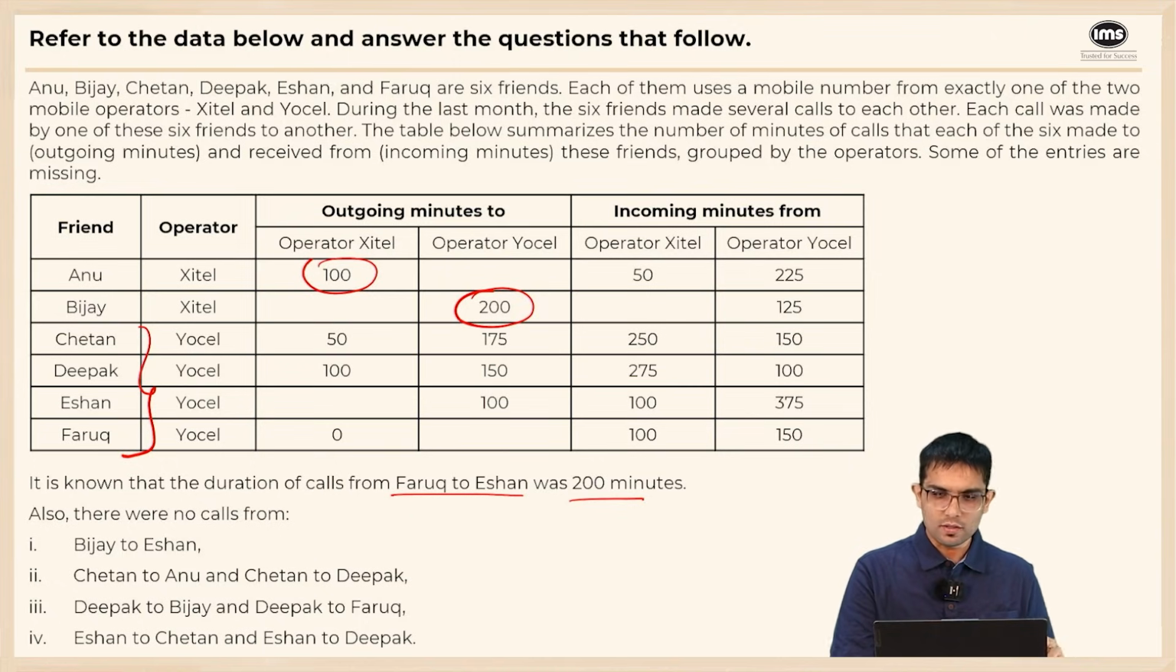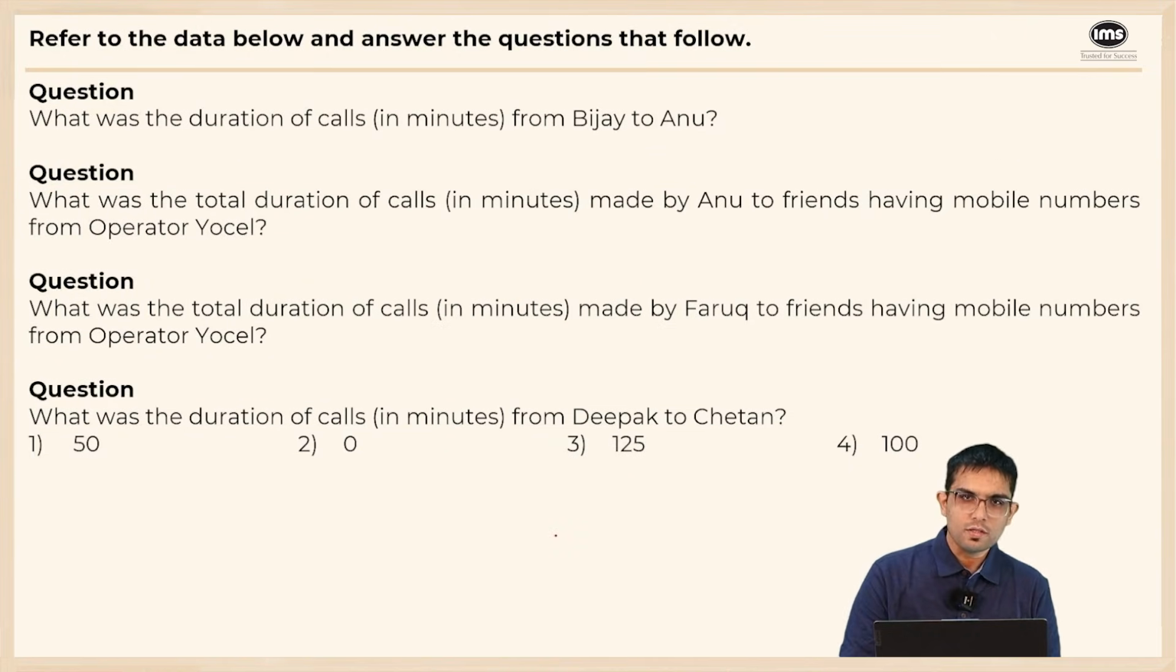Let's look at the questions. So there are 4 questions. First is, what was the duration of calls in minutes from B to A? What was the total duration of calls in minutes made by A to friends having mobile numbers of Y? What is the total number of calls in minutes made by F to friends having mobile numbers of Y? And what is the duration of calls in minutes from D to C? These are the 4 questions, 3 of them being TITA, 1 with options. Let's try to solve this set.